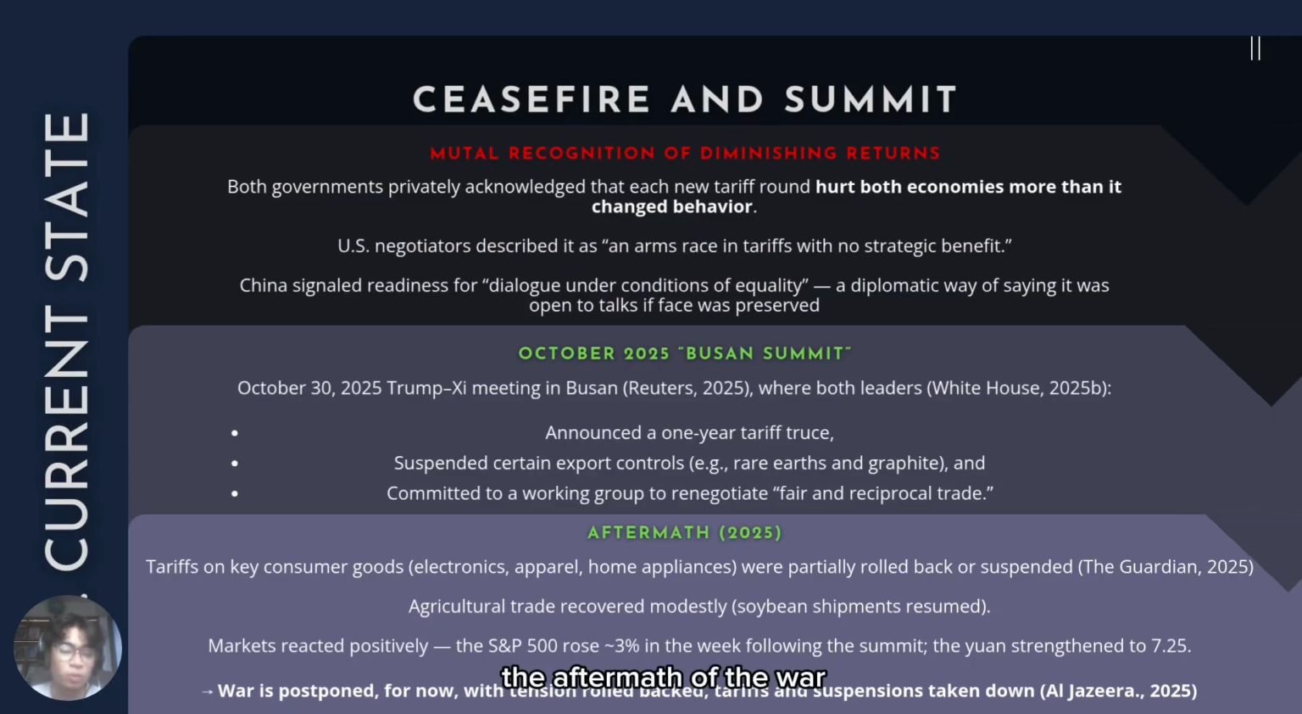The aftermath of the war, although it's still ongoing, just on a pause: tariffs on key consumer goods were partially rolled back or suspended. Agriculture trade recovered modestly, and markets reacted positively. All in all, the war is postponed for now, tensions roll back, and tariffs and suspensions are temporarily taken down.